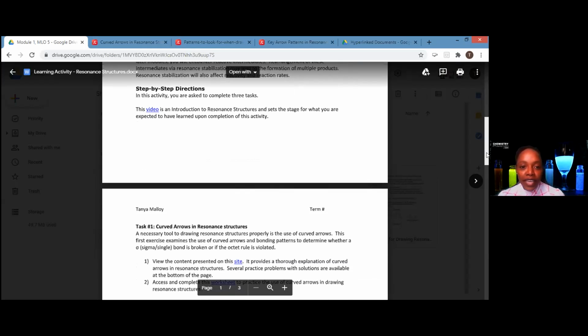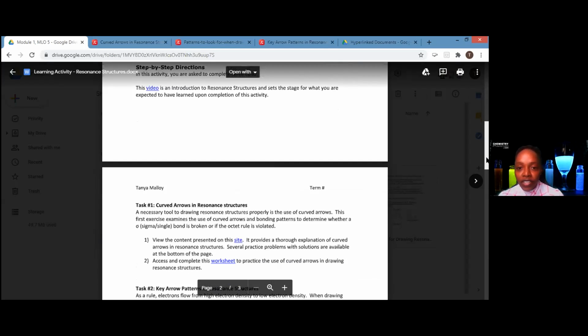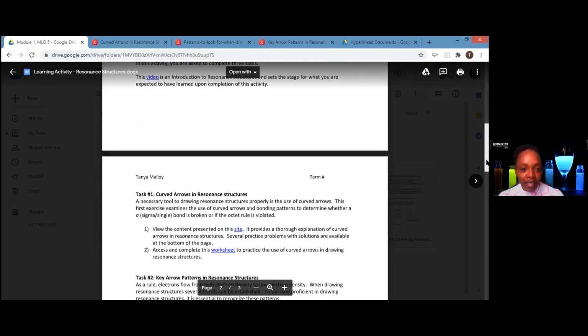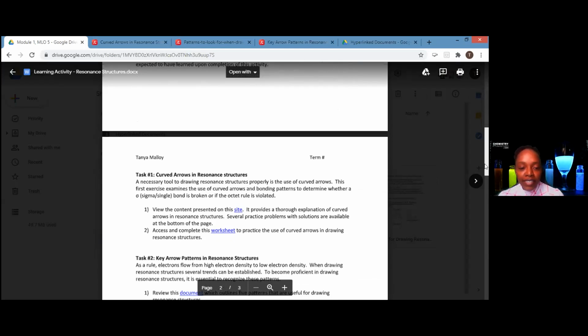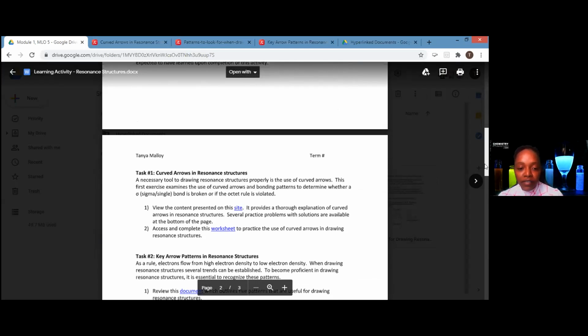The students began with watching a video, which is an introduction for resonance structures, to set the stage for what they're going to be expected to know how to do. The students have seen resonance structures in general chemistry, but now we're going to pay close attention to drawing resonance structures for organic compounds. This specific learning activity has the students complete 3 different tasks.